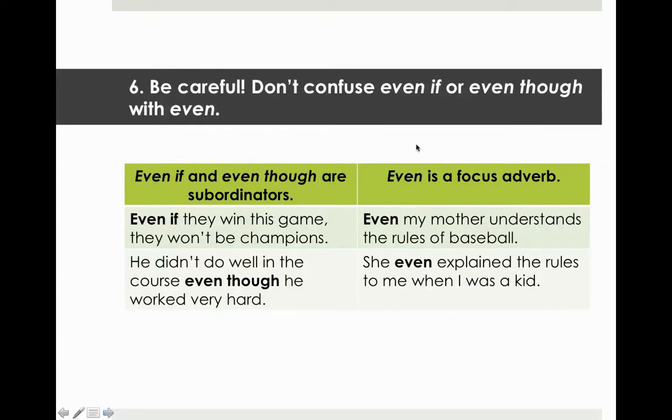And be careful, don't confuse even if or even though with even. This is a situation where two things look similar but are really very different. Even if and even though are subordinators. Even if they win this game, they won't be champions. He didn't do well in the course, even though he worked hard.